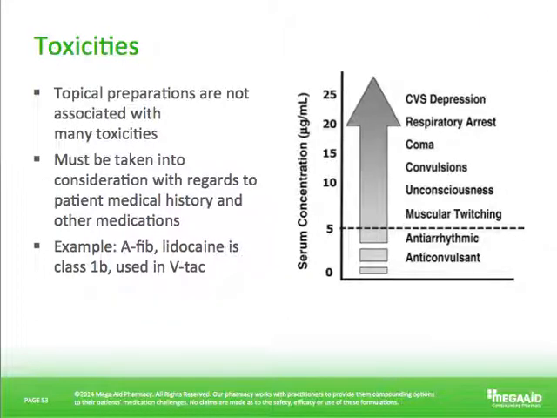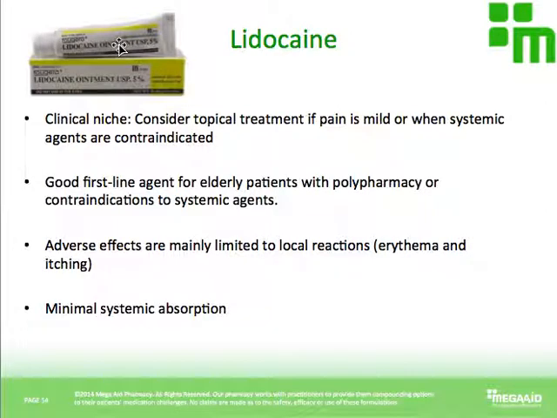Note that in topical preparations, local anesthetics are fairly safe, but when they're used as anesthetics, there are a lot of toxicities that these drugs can cause, including respiratory arrest, coma, convulsions, and unconsciousness. This is the reason why, for example, lidocaine is a class 1B antiarrhythmic, so it can be used in ventricular tachycardia. These are dangerous drugs and they have the potential to produce a lot of side effects. So let's look more at lidocaine.